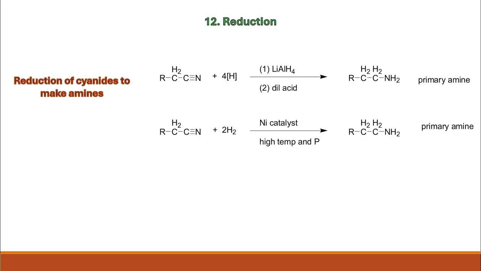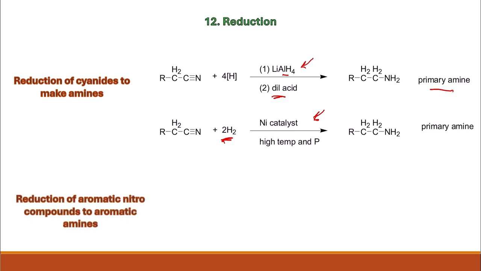And then finally, reductions. You just need to know the different reducing agents you use for your reaction. First of all, if you have cyanides, then you can either use lithium aluminum hydride and then dilute acid that will give you primary amine, or you could use nickel catalyst with hydrogen at high temperature and pressure. This is used in industry because lithium aluminum hydride is quite expensive. That will also give you primary amine.